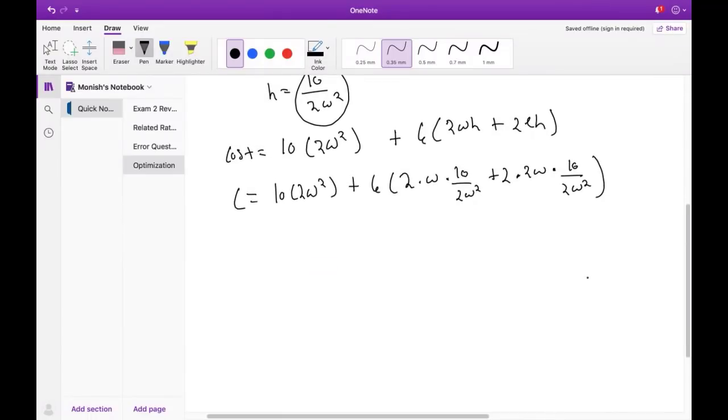Okay, so then we'll get 20W squared. We go ahead and work this out. So what is that? I'll just keep the 6 outside. So that's 10 over W. And then over here, 4 to, so that's 20 over W.